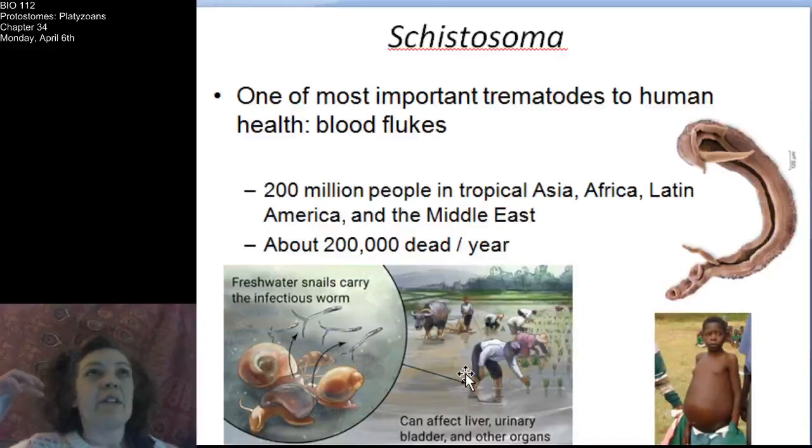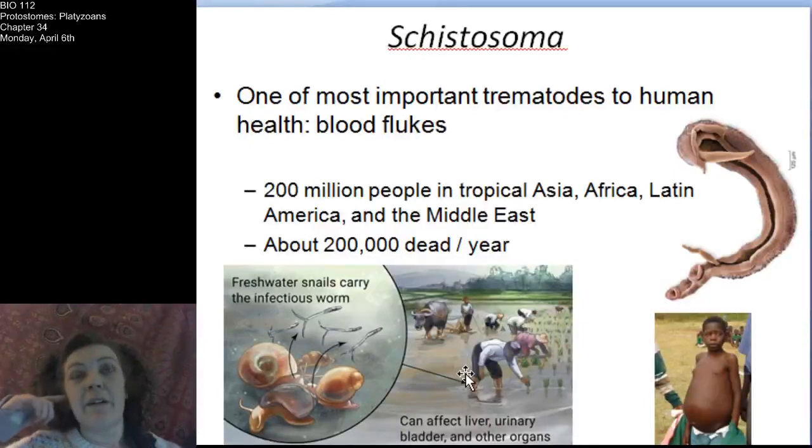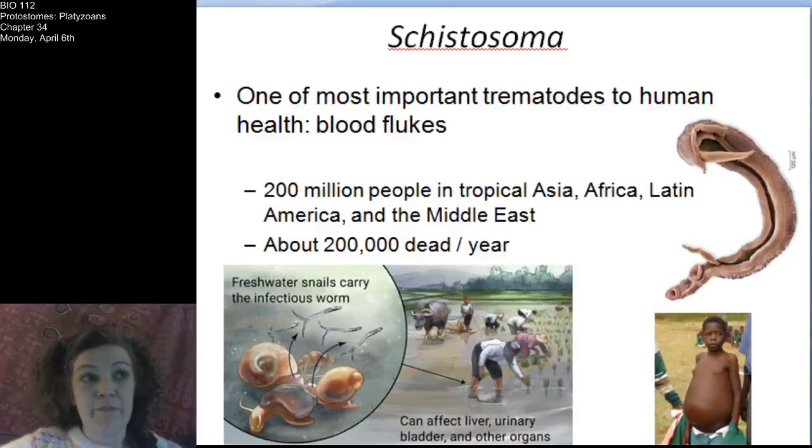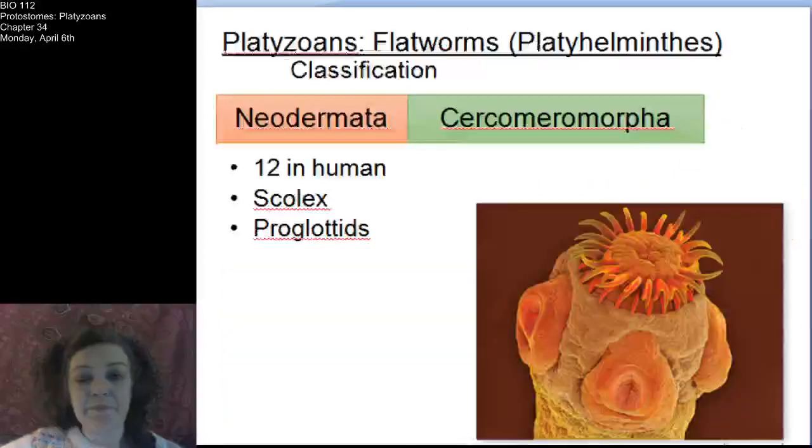Particularly they cause issues for the liver. I'm trying to think of the main other parts of the organism that they infect and cause issues for, but the liver is a big one, and your excretory organs, kidneys, things like that, urinary bladder. But they are a systemic issue. They can affect pretty much your whole body, but those are the main ones: the liver, kidneys, things like that.